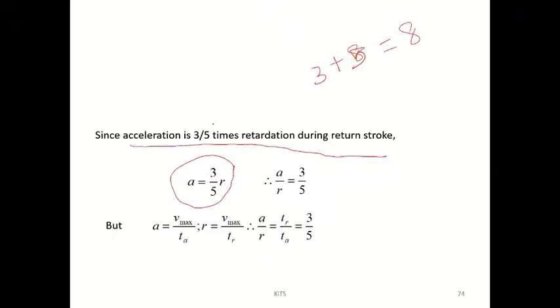But this time they have given a condition. If they give uniform acceleration and deceleration, we consider 3 parts for acceleration and 3 parts for retardation. But this time in the question they told 3 parts for acceleration and 5 parts for retardation. Like that they have given in this question.